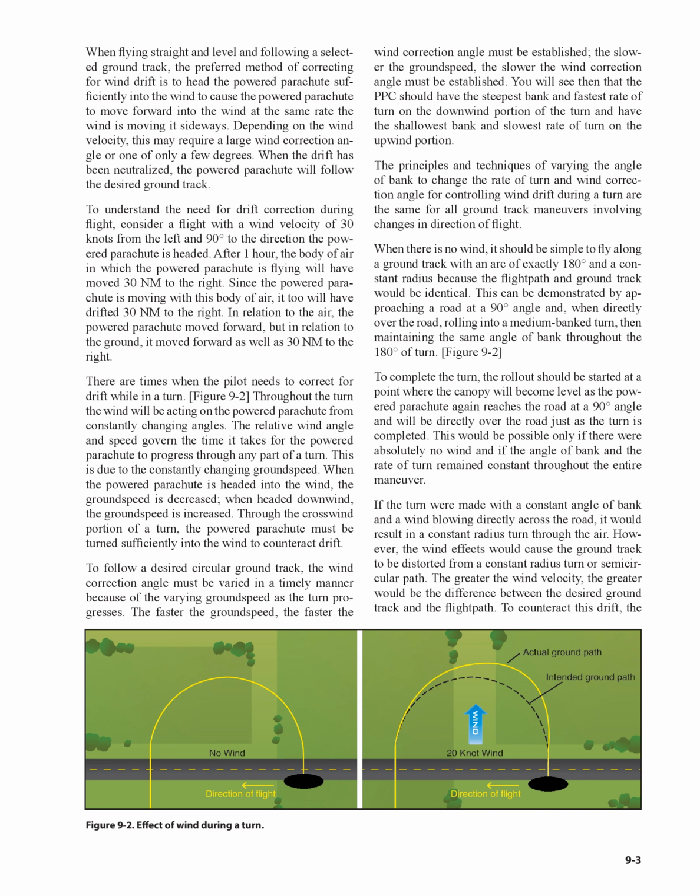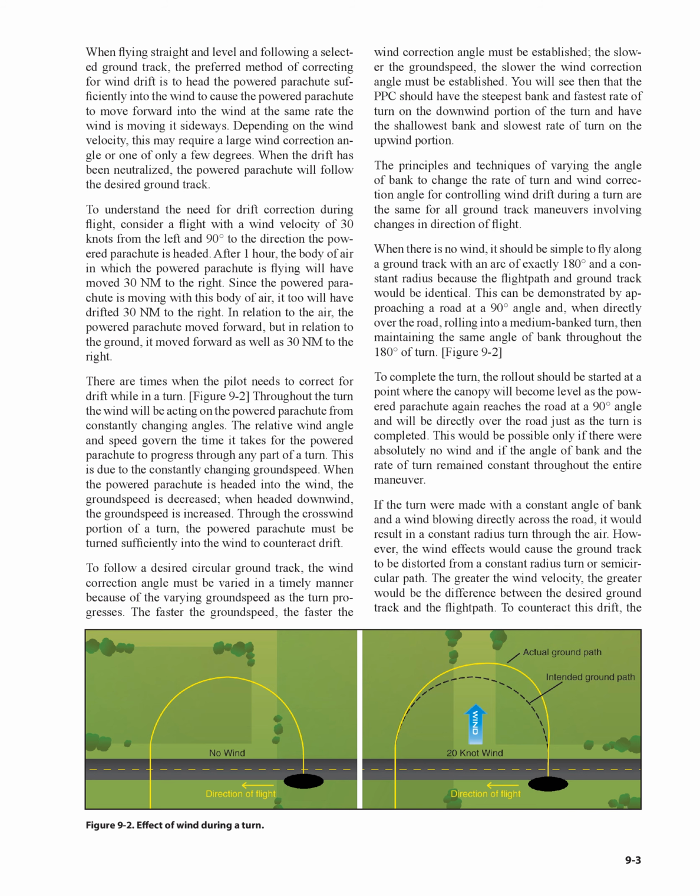There are times when the pilot needs to correct for drift while in a turn. Figure 9.2. Throughout the turn the wind will be acting on the powered parachute from constantly changing angles. The relative wind angle and speed govern the time it takes for the powered parachute to progress through any part of a turn. This is due to the constantly changing ground speed. When the powered parachute is headed into the wind, the ground speed is decreased. When headed downwind, the ground speed is increased. Through the crosswind portion of a turn, the powered parachute must be turned sufficiently into the wind to counteract drift.